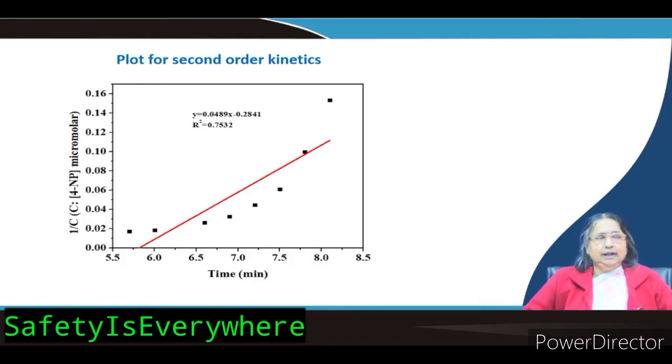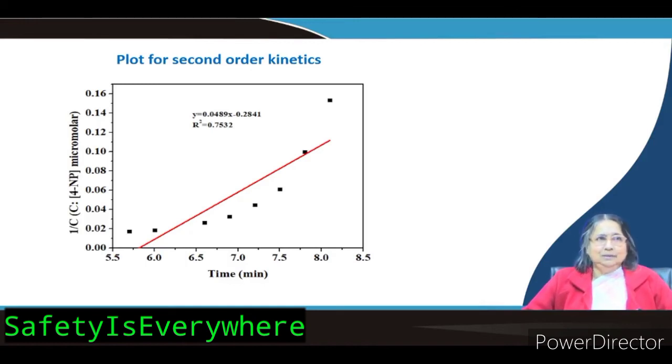So, this way you have to first do the experiment. Here I have used absorbance values to monitor the reaction, but you can use different values like fluorescence, you can use other properties also. You have to get the data first, then you have to plot it against time. Different plots you have to make to see which order it is following.